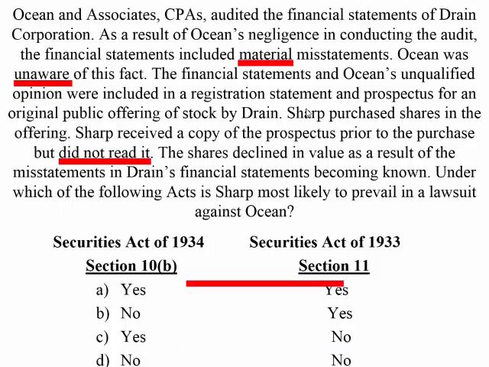The shares declined in value, so there was some kind of injury, so that is present. And so right now, what do we have? We have material and injury. We don't have scienter. We don't have recklessness. And it looks like we also don't have reliance. So we don't have two of the important things in terms of proving fraud or gross negligence.